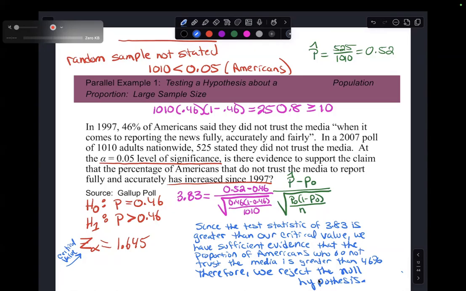Can you repeat that one more time, the simplified version, please? Yes, you could say, since my test statistic is greater than the critical value, I reject the null hypothesis. That would be fine.